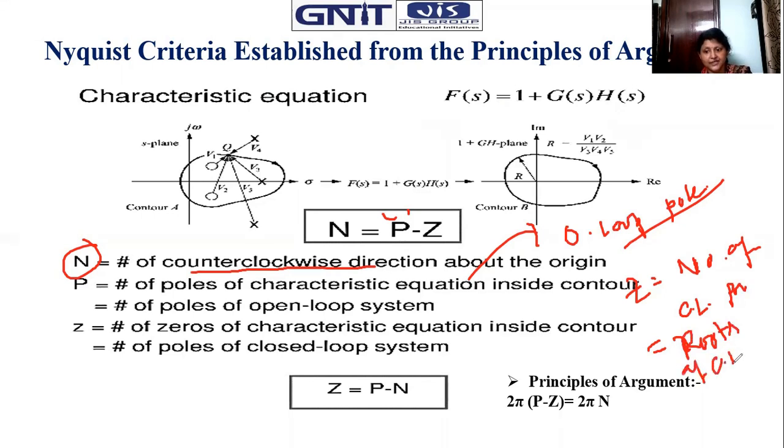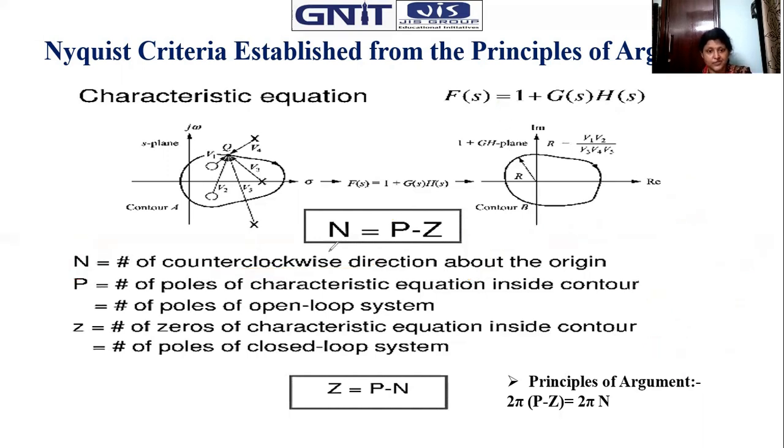Now what we have established from the principle of argument, that is called Cauchy's argument principle. What is the total angle? The total angle will be 2 pi into P minus Z. Now if N is the encirclement about the origin, and we are considering clockwise encirclement here, then if it is clockwise, that means it is a negative angle, right, according to our concept.